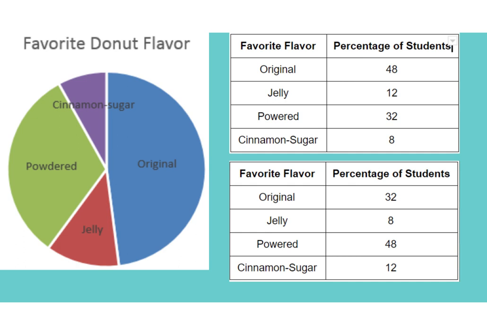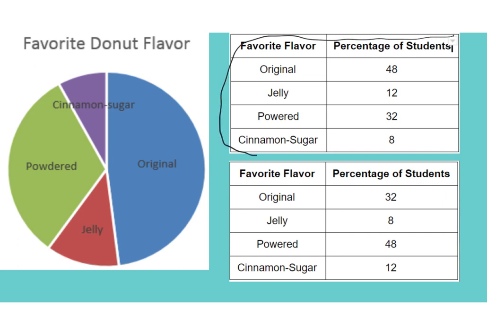So here, I noticed that the original chunk is the largest. I don't really have any numbers to go with that, so I have to look at the tables that they give me over here and determine which one looks like it would sync up best with that. So the original is the biggest, so if I look at the original, I got 48. So in this first table, 48 is the biggest, so that's a good start. On the bottom one, original is 32 and powdered is 48, so that probably would not be the best choice there. So of the 2, it would be this one.